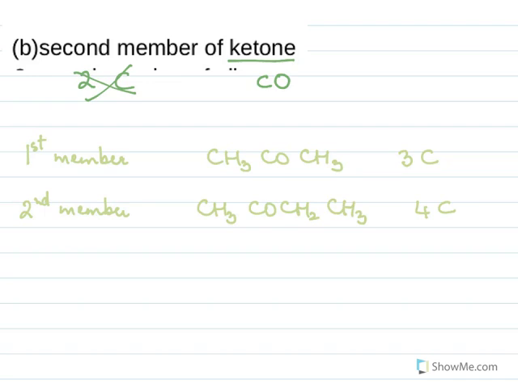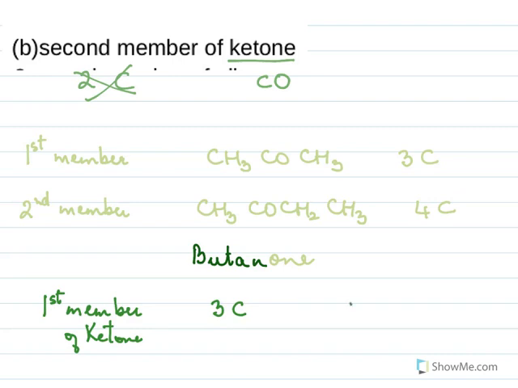Now if you see, the second member has got 4 carbons, so it will be butanone. The "one" means it is ketone. So it is butanone. The second member of ketone is butanone. And just to revise, the first member of ketone is not 1 carbon. The first member starts with 3 carbons. Ketone starts with 3 carbons. So it will be CH3, CO, CH3, and that is propanone.